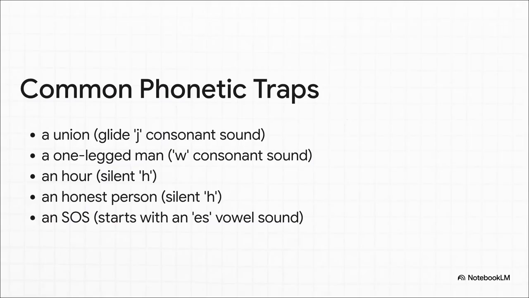And this creates a few hidden phonetic traps you absolutely need to watch out for. A word like union or university begins with a glide j sound, which, phonetically speaking, acts like a consonant, so it takes a. Or take one-legged man. It starts with an O, but it sounds like a W, so it's a one-legged man. Conversely, the H in hour and honest is completely silent, leaving us with a vowel sound which demands an. And honestly, my favorite one, an SOS. Even though S is a consonant, when you say the letter out loud, you say ess, which is a vowel sound. It completely flips the rule you thought you knew.